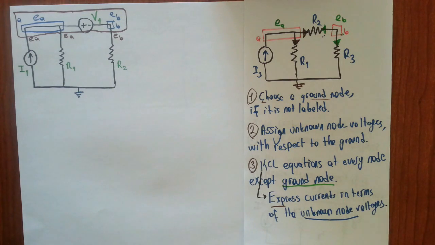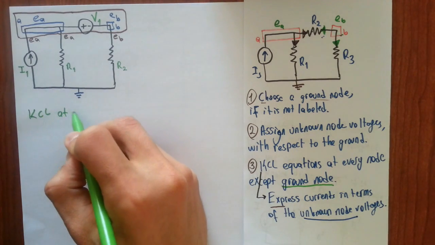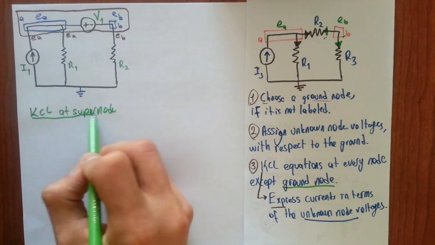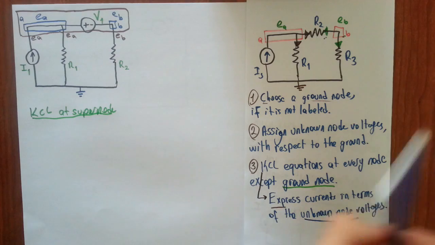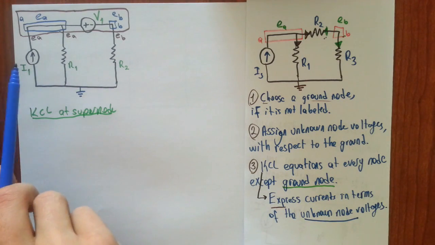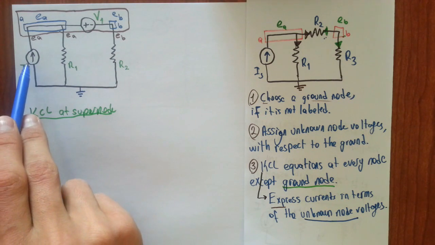Now we should write the KCL equation as the third step, and since we have one single supernode, we must have one KCL equation. So let's write KCL at the supernode. There are three currents related to the supernode, and the first one is this independent current source.